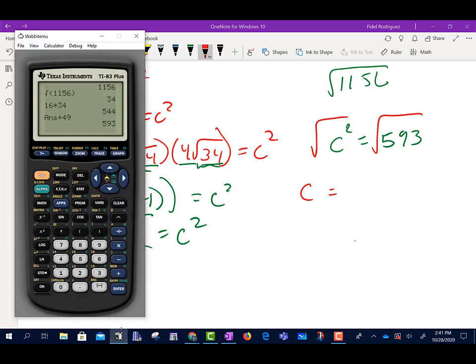So 593 is a huge number, right? But I know it's not even, so I can't divide it by 2. So the first thing I might try is, if I can't go by 2, can I go by 3? No. Okay, 3 doesn't work. The next number I would try, I'm not going to mess with 4, because if 2 doesn't work, 4 won't work. I would try 5, but I know 5's not going to work either. So then I might try 7. And no, 7 doesn't work either.